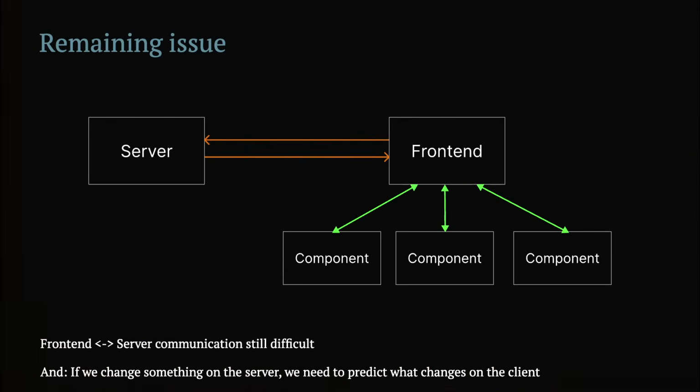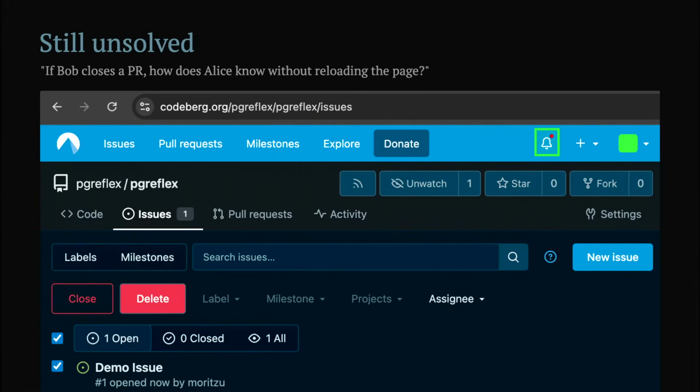But again, we're still talking about the issue. This only works inside a front end, and if something on the server changes or if something on the database changes, that still requires a lot of engineering effort. And back to the problem, right? If Bob closes a PR, how does Alice know without reloading her page?